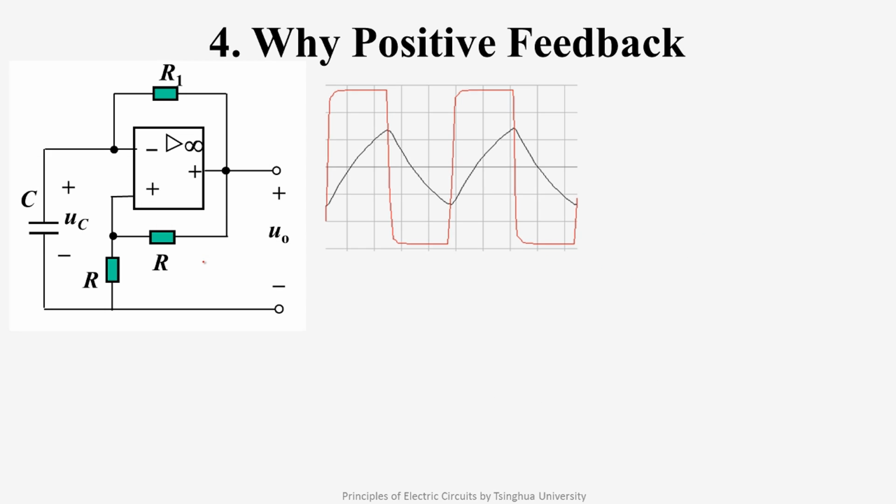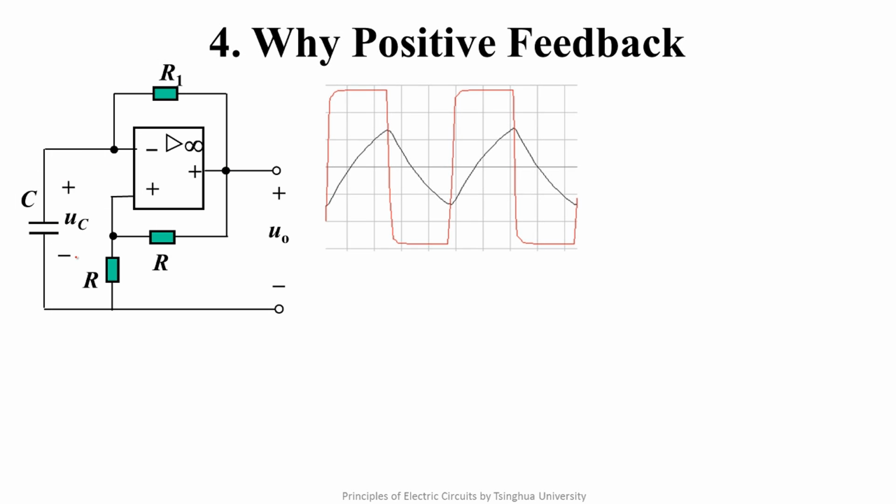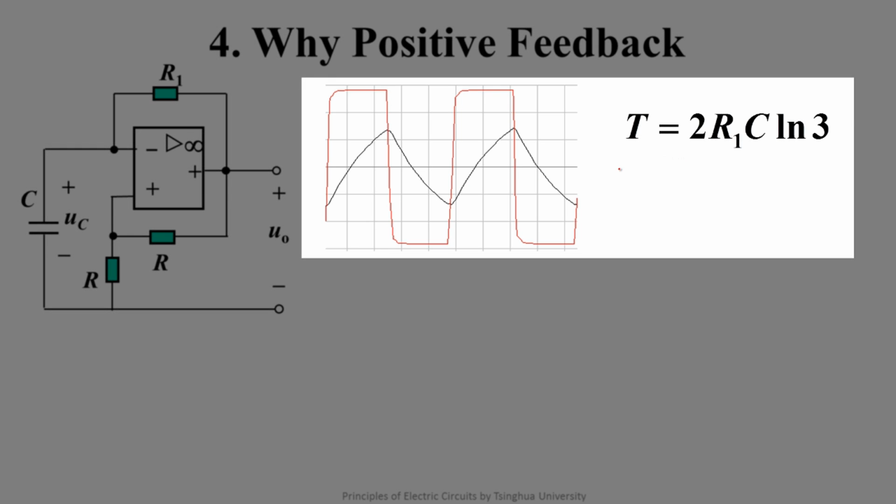This is a square wave generator. It has not only positive feedback but also negative feedback. In that lecture, we only told you this is a positive feedback circuit without explaining the reason. With the concept of the Fourier series, we can discuss why it's a positive feedback circuit. From the analysis in lecture 53, we know the period of the generated square wave is this. This is a square wave.